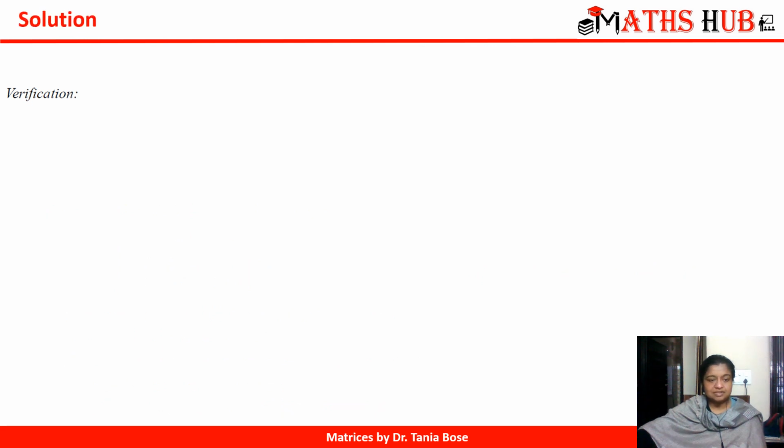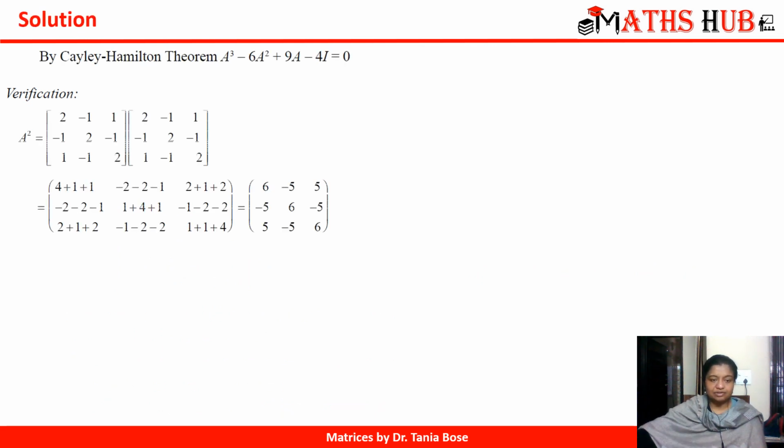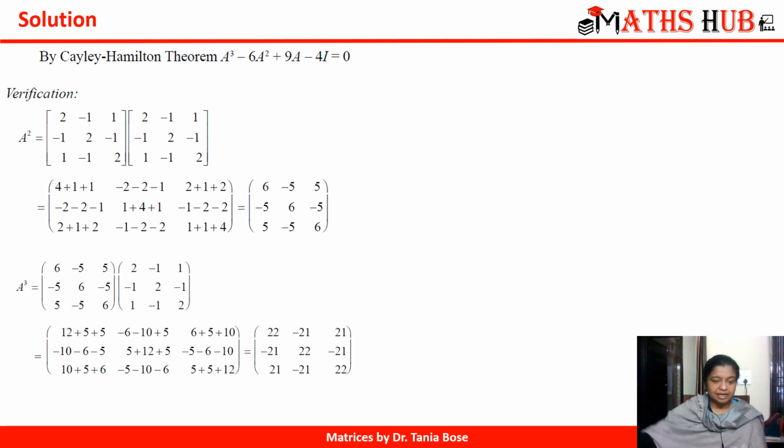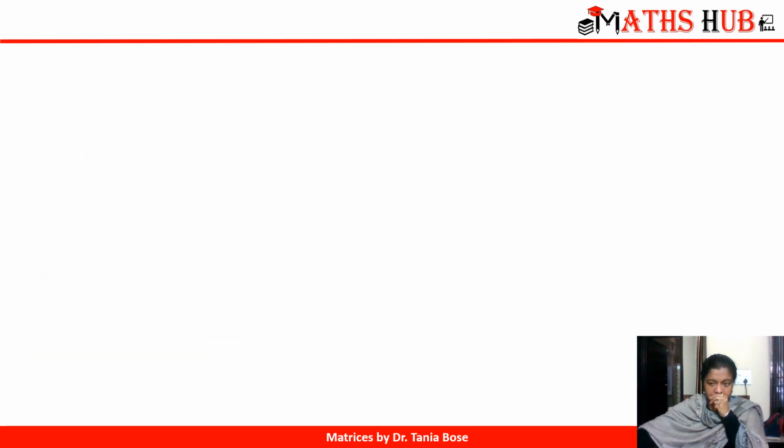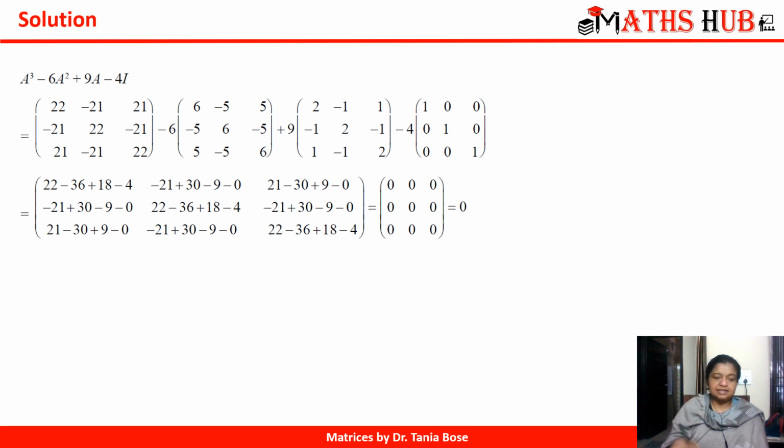So let us try to verify it. Verification is simple. You have to first calculate A square. We multiply A two times and we get this matrix. And then we calculate A cube. We multiply A square with A again and we get this matrix. And then let us put it back in this equation. And we can see that when we put these matrices in this equation, it leads to a null matrix, that means all the entries become 0. So this proves the Cayley Hamilton theorem, right?